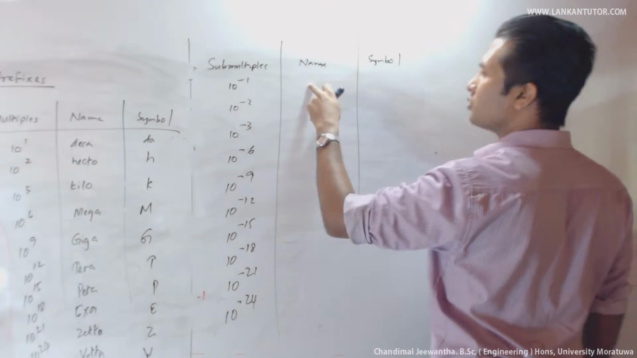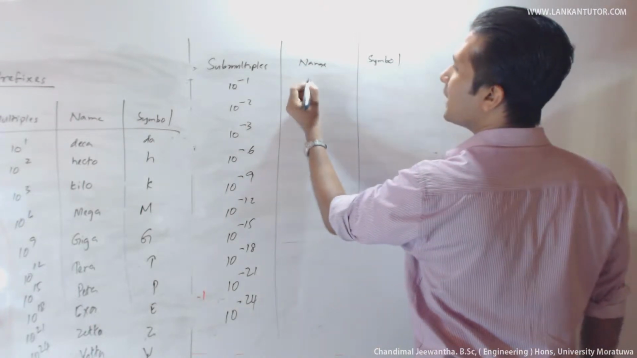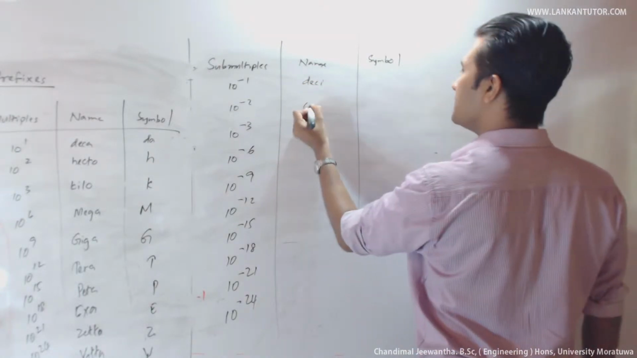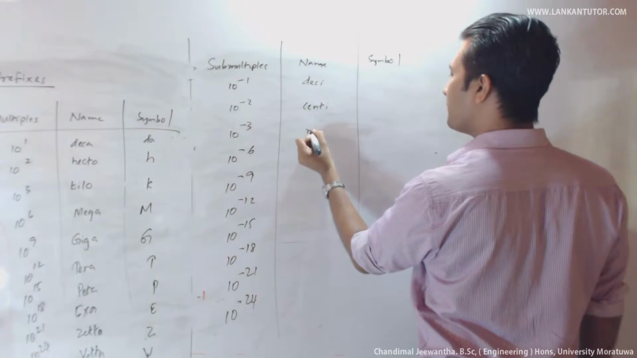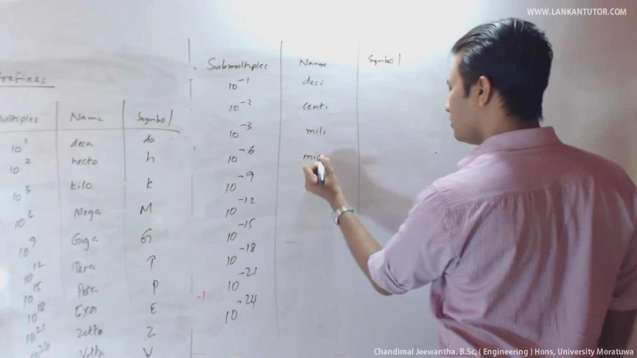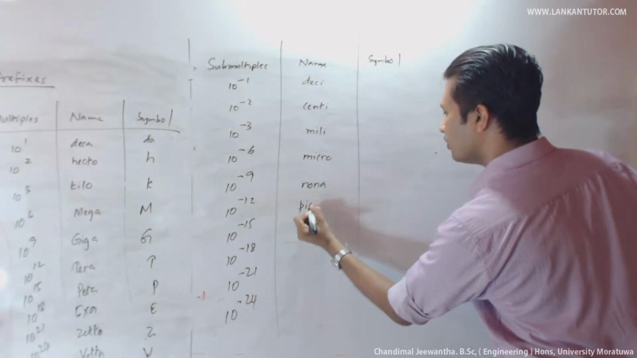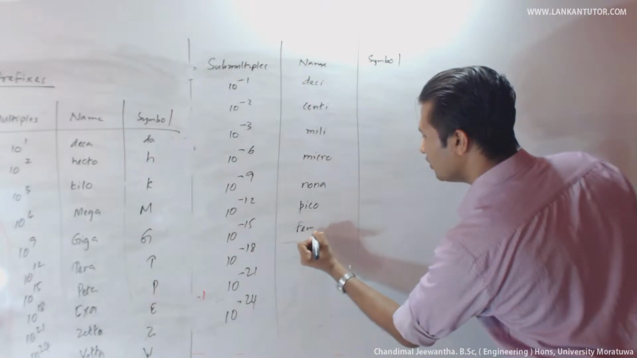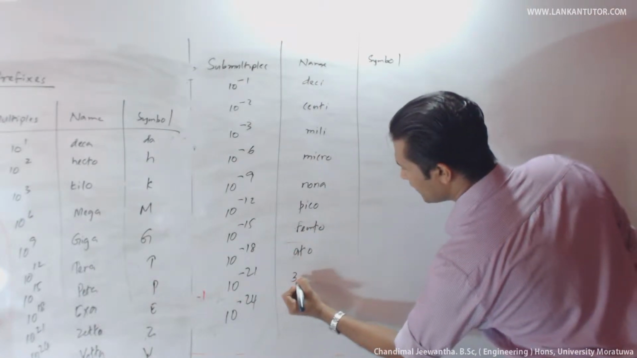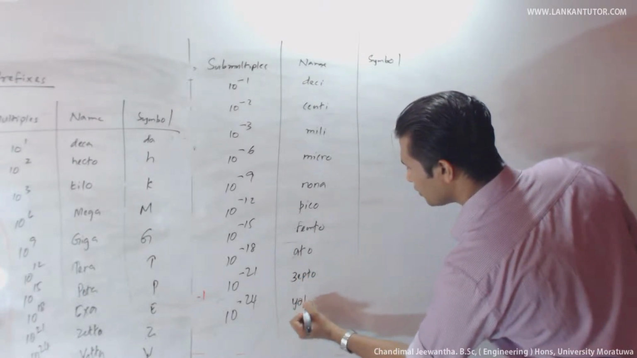Considering 10 to the power minus 1, that is deci, then centi, milli, micro, nano, pico, femto, atto, then septo, then finally yocto.